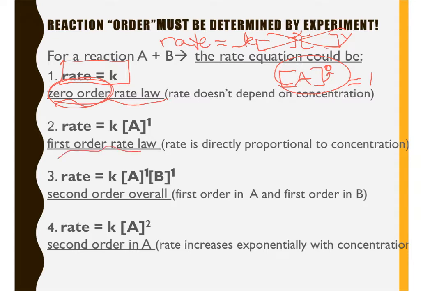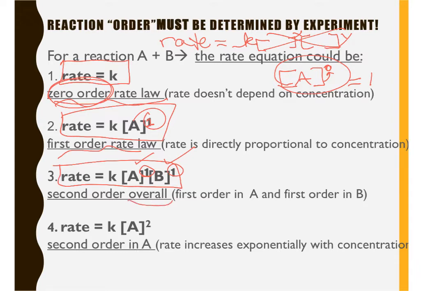First order rate law implies that the order of reaction with respect to the reactant they're talking about is first order, and this is the format that the rate law would take. Second order has a couple of different possibilities. Second order overall could be that you have two reactants and each of them is first order. What does that tell us? To find the overall order, simply add the exponents together. And second order could also mean you only have one reactant, but that one reactant is second order.